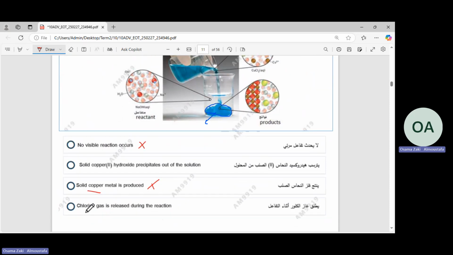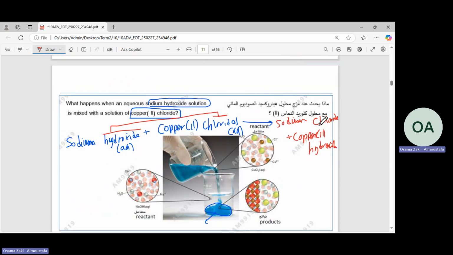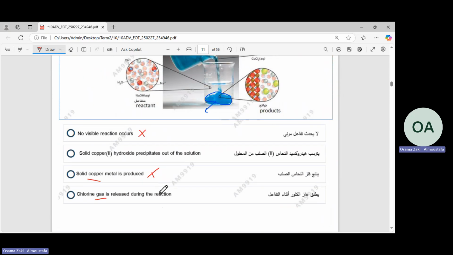And here, chlorine gas. Do you have chlorine gas released? Look, do you have chlorine gas? No chlorine gas released. So this is not correct. Let's check this. Solid hydroxide precipitates out of the solution. Look at the precipitation here. So this is an indicator of the precipitate.